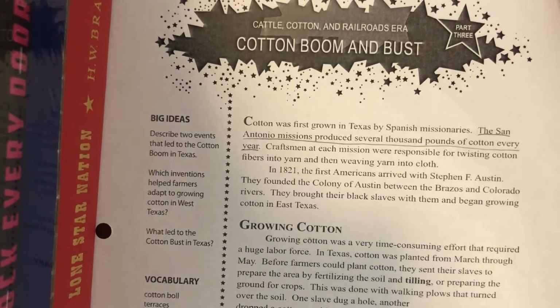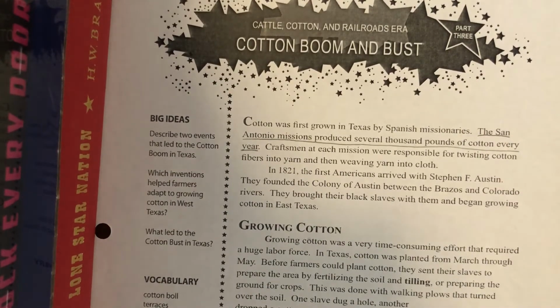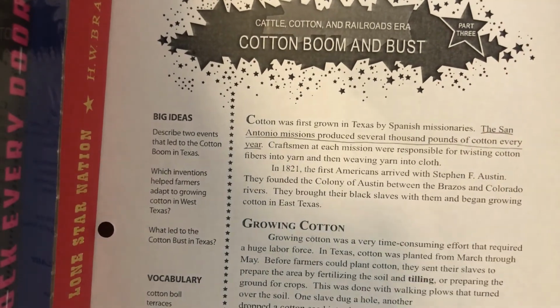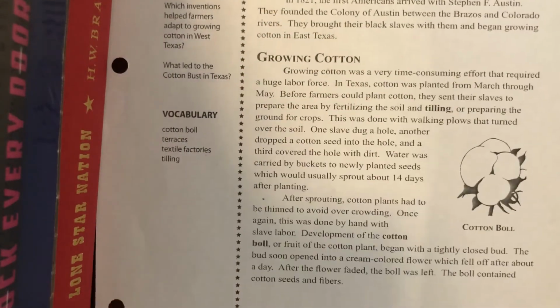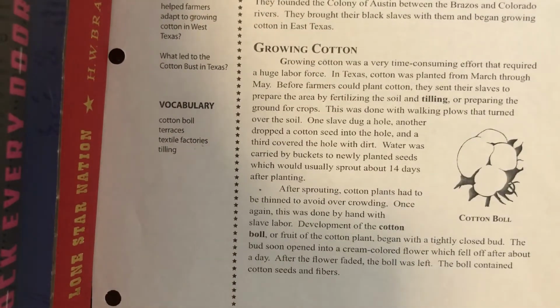In 1821, the first Americans arrived with Stephen F. Austin, the founder of Texas, father of Texas, and they founded the colony of Austin between the Brazos and Colorado rivers. They brought their black slaves with them and began growing cotton in East Texas. Growing cotton was a very time-consuming effort that required a huge labor force.